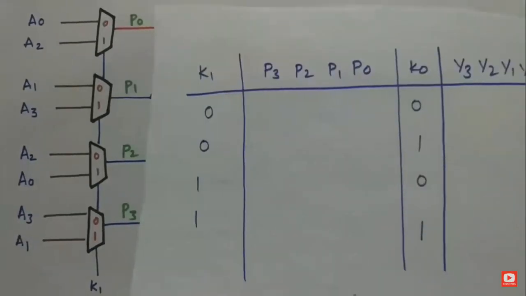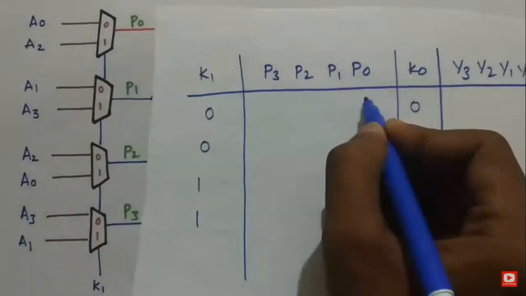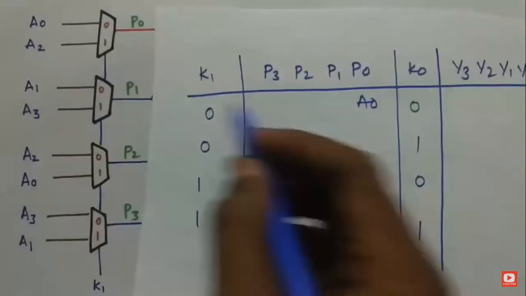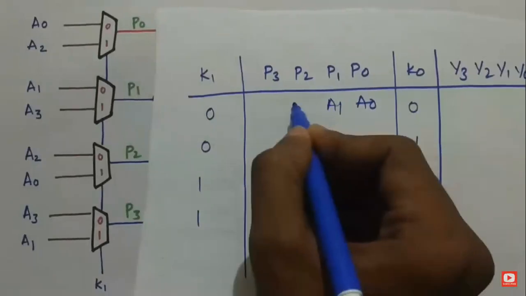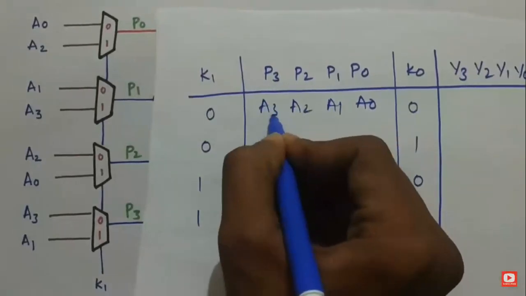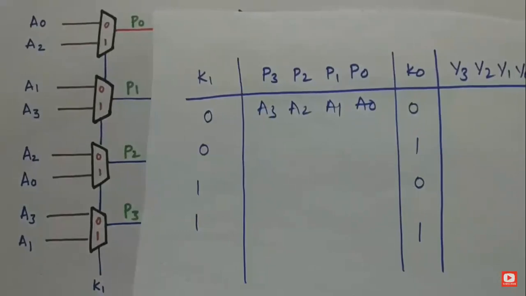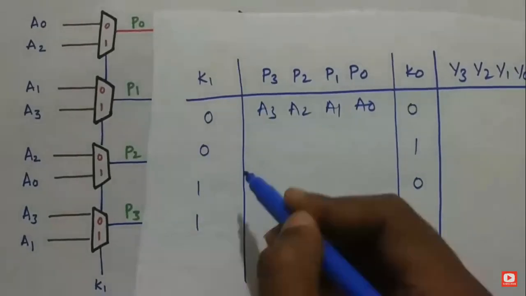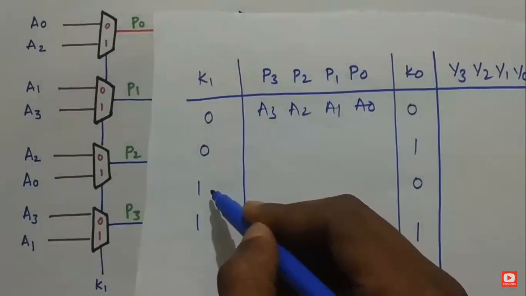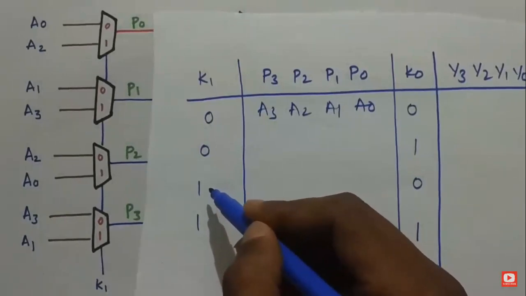When K1 is 0, what's the output? P0 is A0, P1 is A1, P2 is A2, and P3 is A3. So there is no shift in the operation, just a normal no operation. When K1 is 1, what is the operation we are going to perform? We are going to perform rotate right by 2.